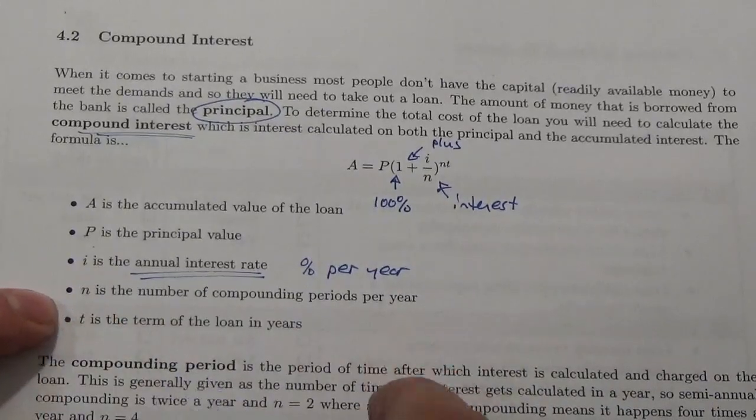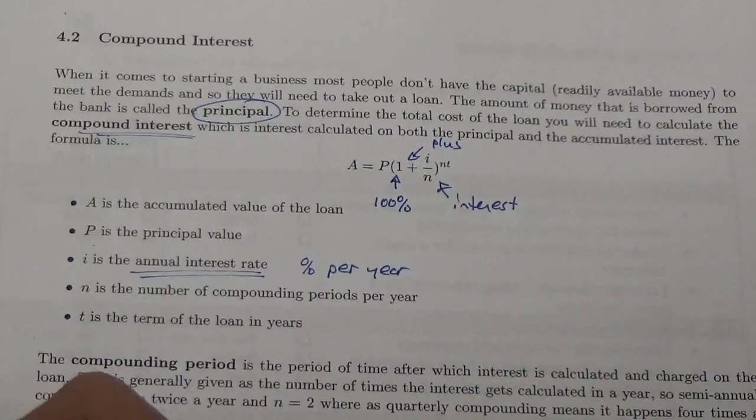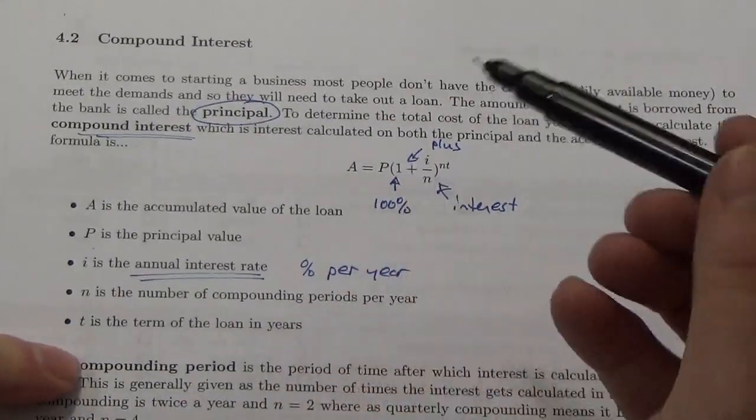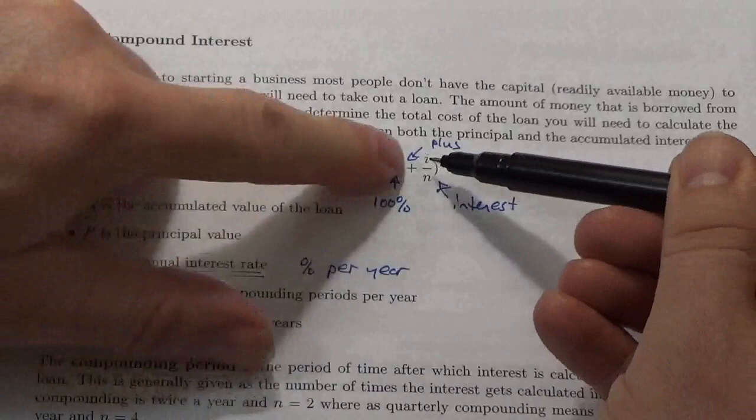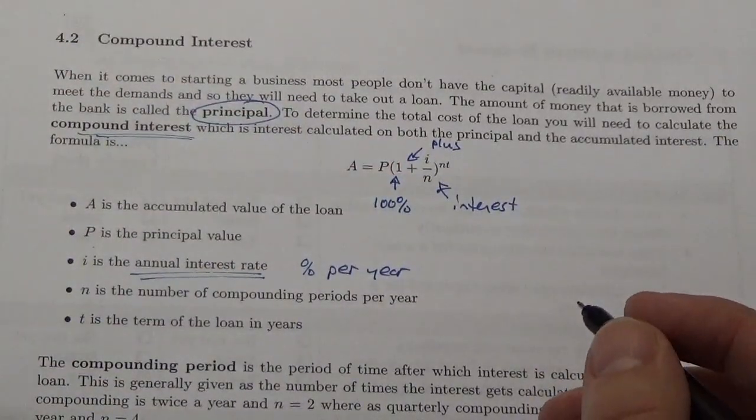So the bank is going to do that over a certain number of times a year, and it could be once a year, twice a year, 4 times a year, it could be monthly, it could be weekly, whatever. And what they do here is they're going to take the interest rate that you owe them, and they're going to divide it by the number of times they're going to compound it in a year, the number of times they're going to calculate it.